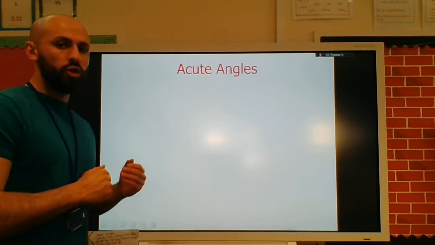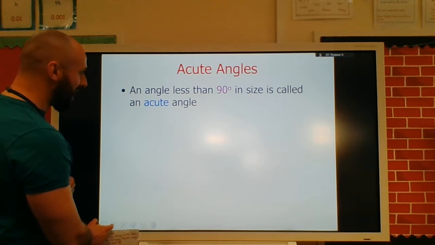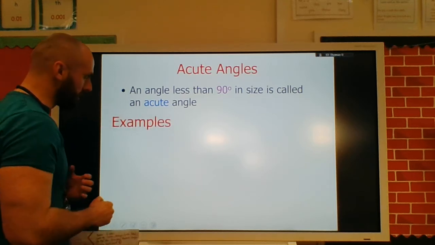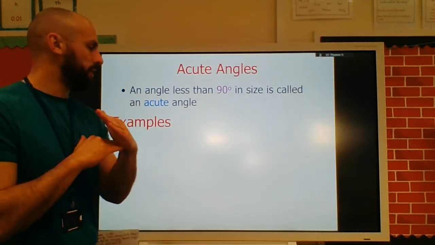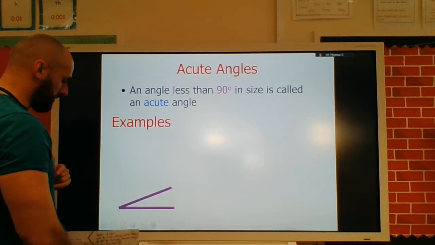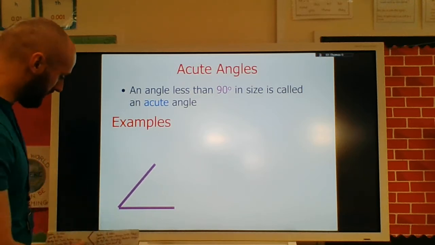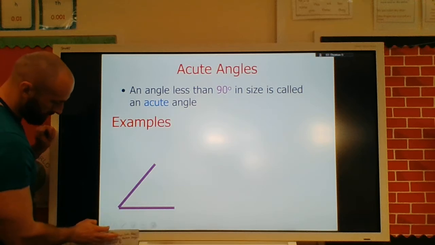Then we've got acute angles, and they are angles that are less than 90 degrees. Good way to remember it, they're cute, they're small. Okay, less than 90. Let's look at some examples here. So the turn is less than 90. 90 would be straight up here, this is less than.